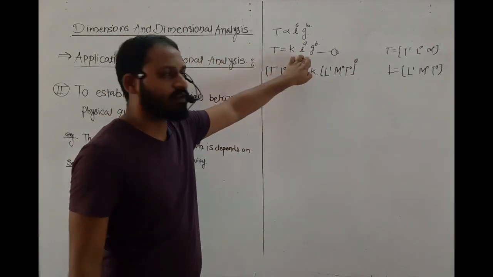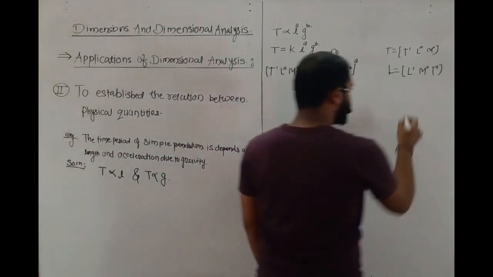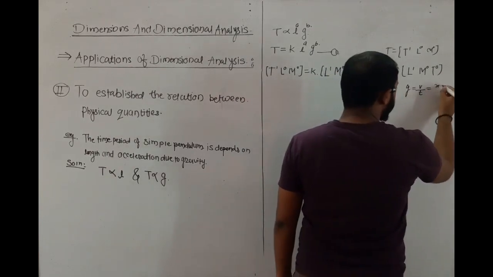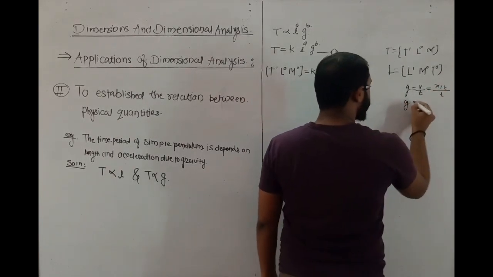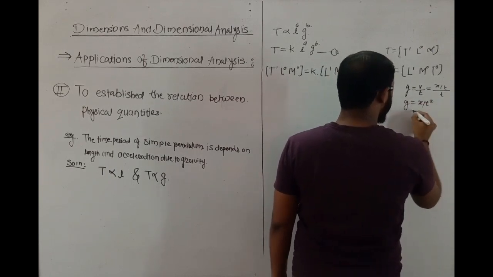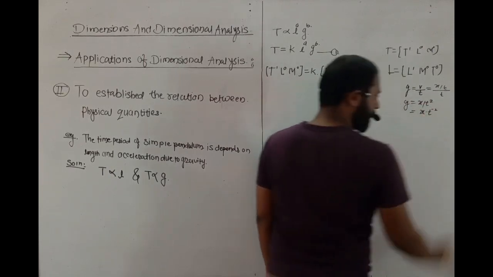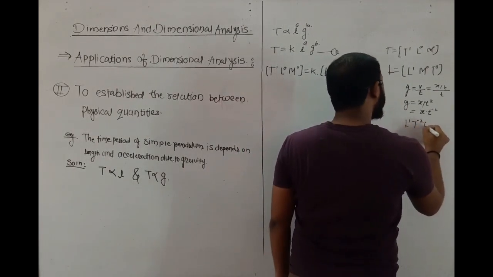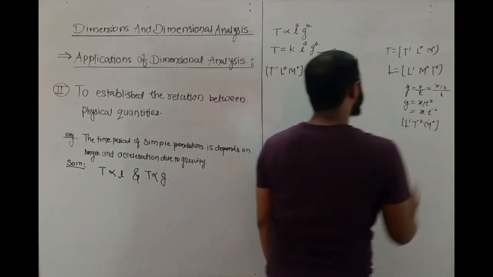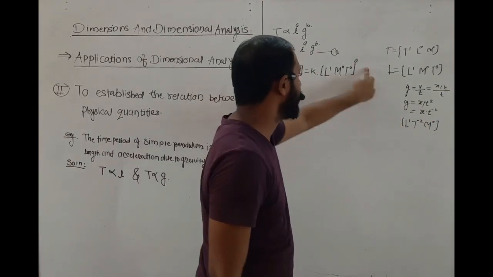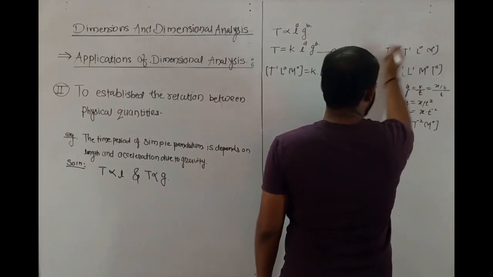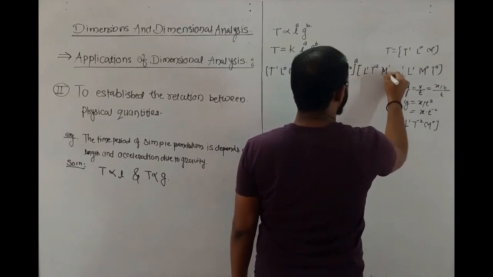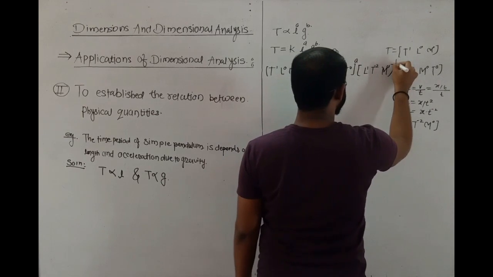Now here G is nothing but acceleration due to gravity. Acceleration is velocity per unit time, but velocity is displacement per unit time. Therefore G equals x by t square, you can write x into t minus 2. X is length. Therefore L1 T minus 2 M0. This is the dimension for acceleration due to gravity, right? L1 T minus 2 M power 0, whole power b.